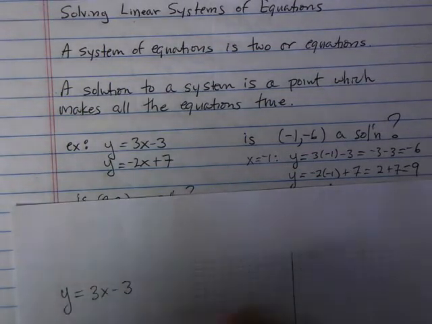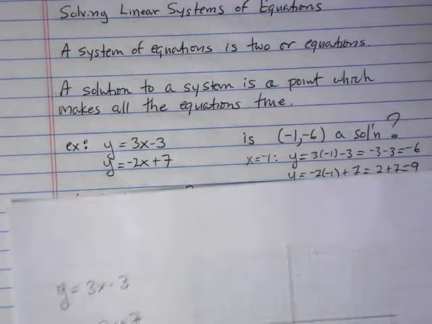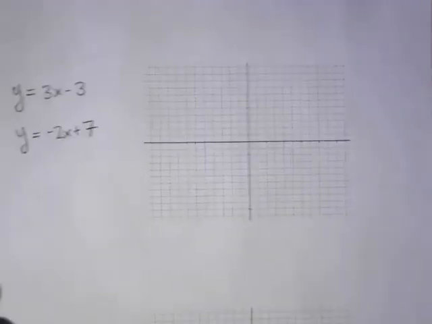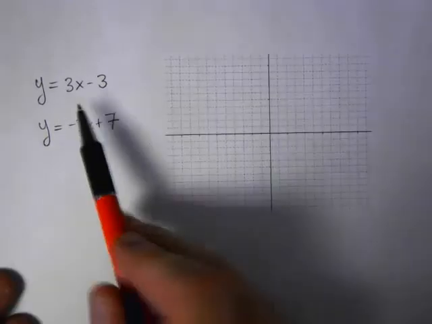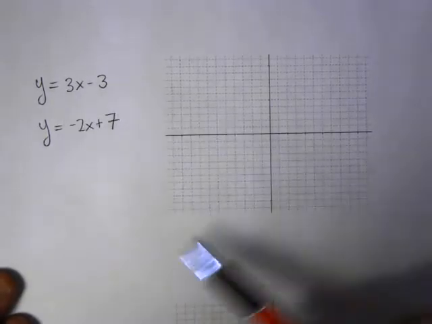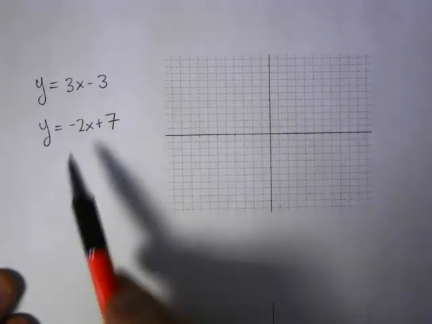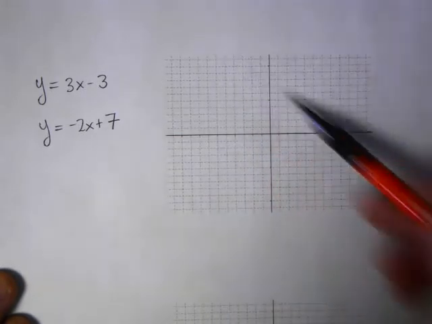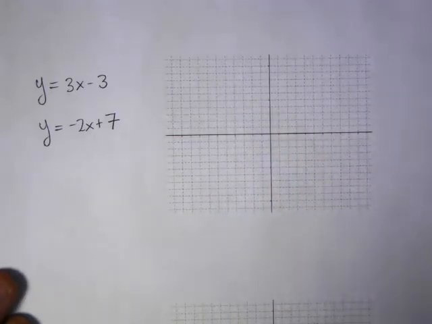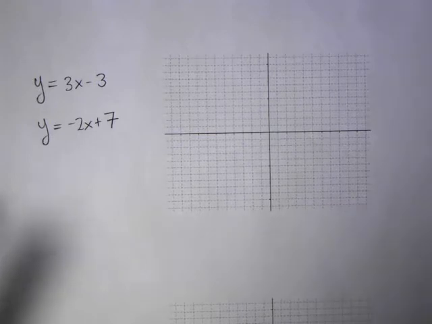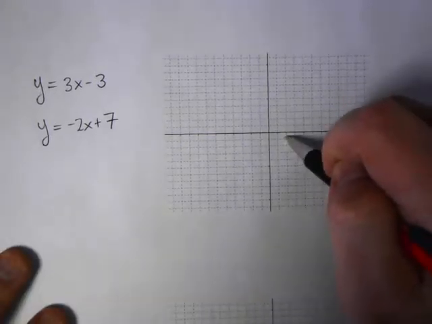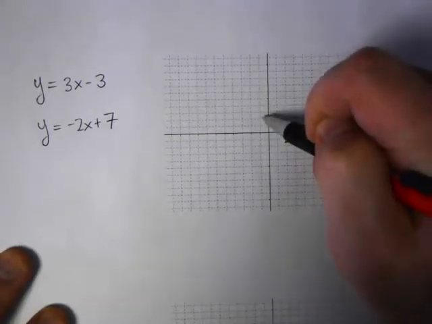y equals 3x minus 3. y equals minus 2x plus 7. Okay, to solve by graphing, obviously what you're going to do is you're going to graph. And what's going to happen is, you can see we have one line here with a positive slope, so one line is going to go this way. We're going to have one line with a negative slope, one's going to go that way, and they're going to cross. And what we're really looking for is the point where they cross. Alright, let's put a little scaling on our axes here.